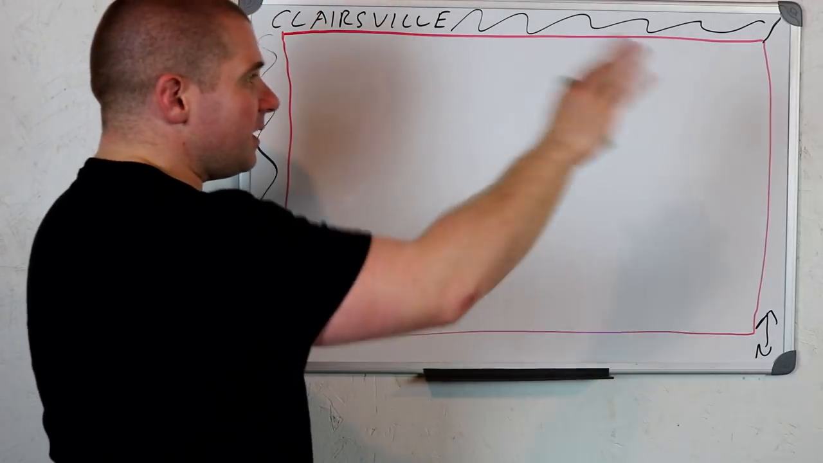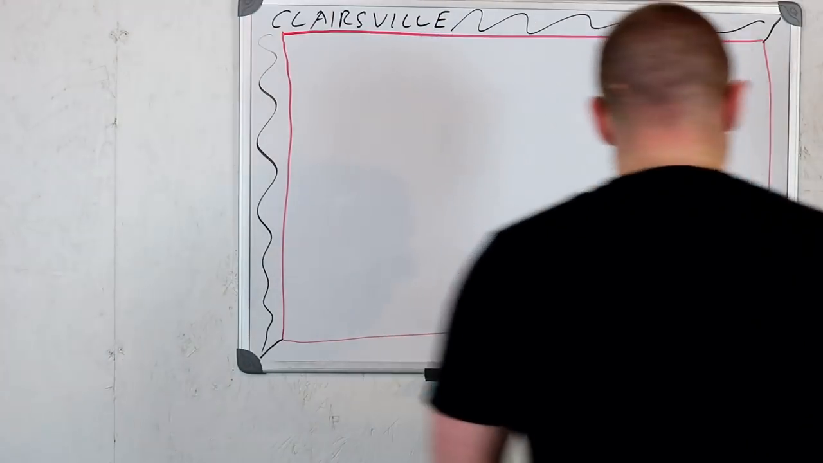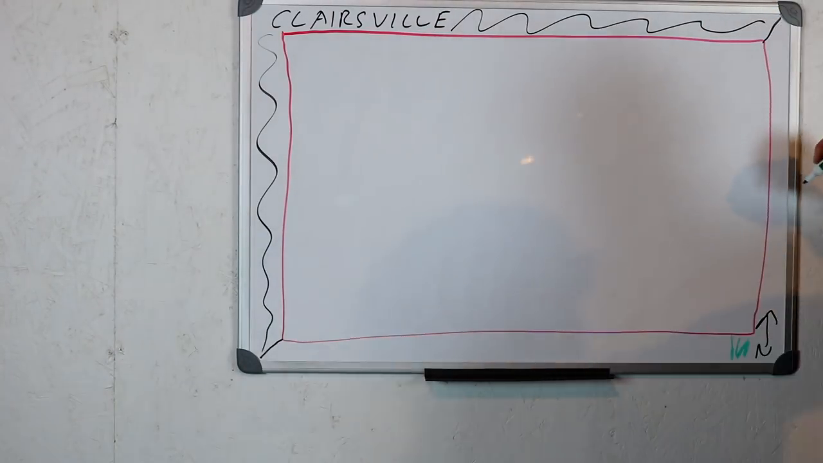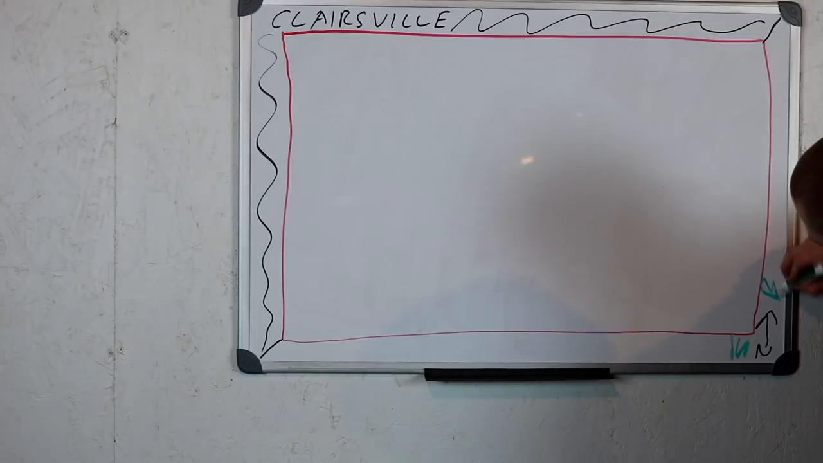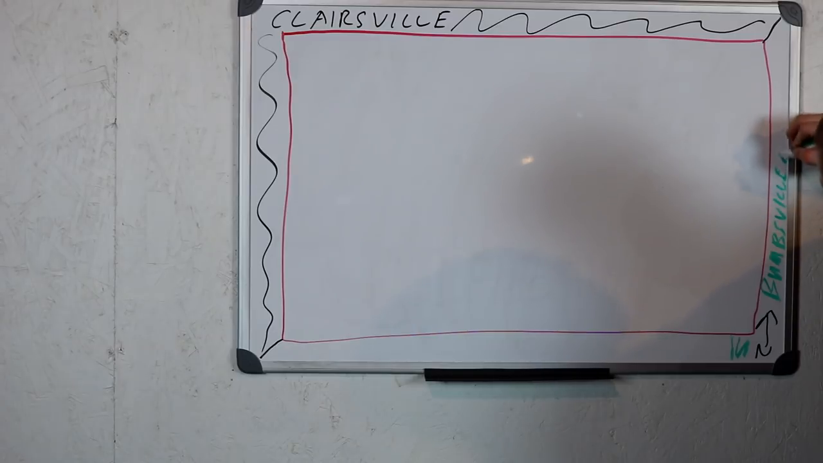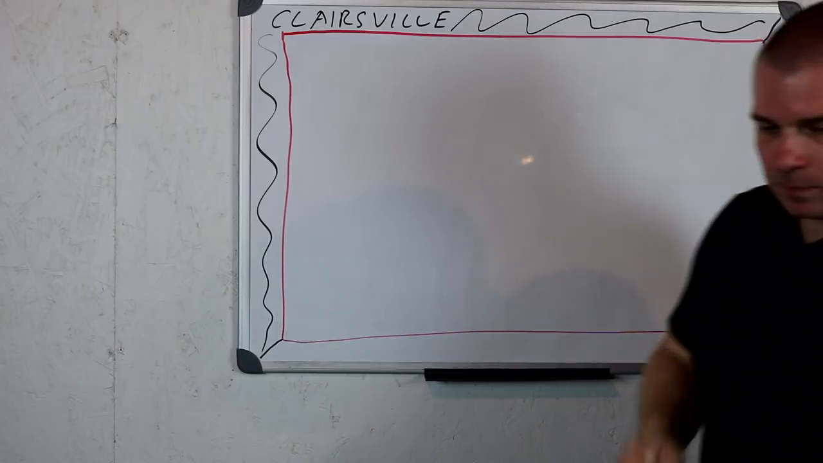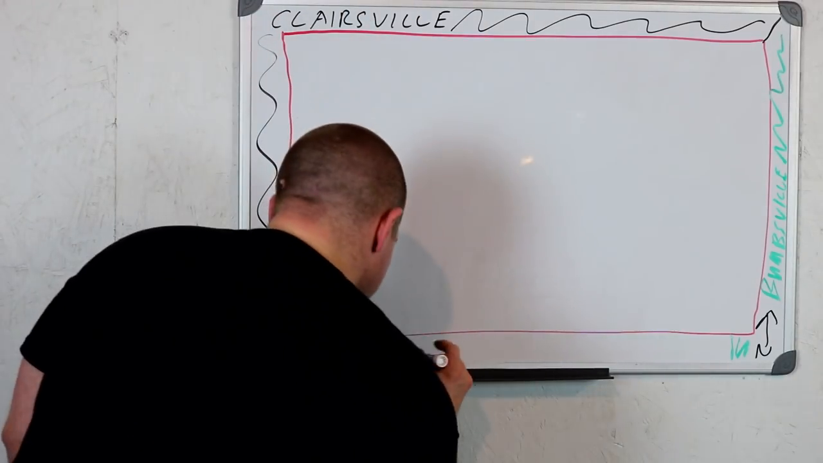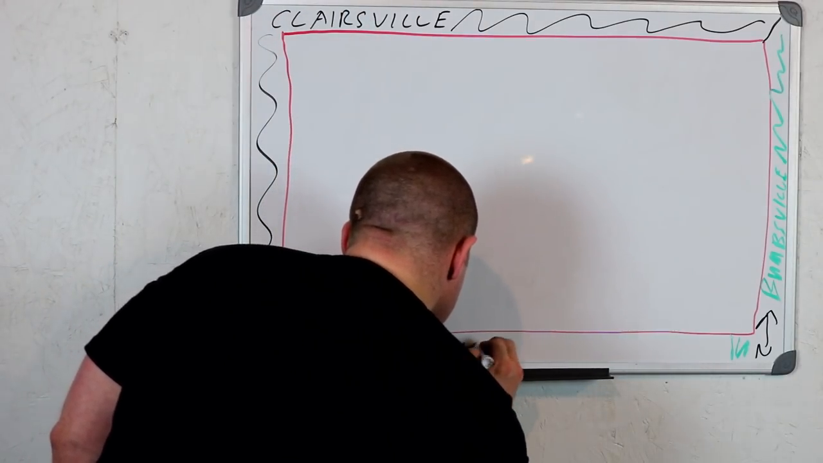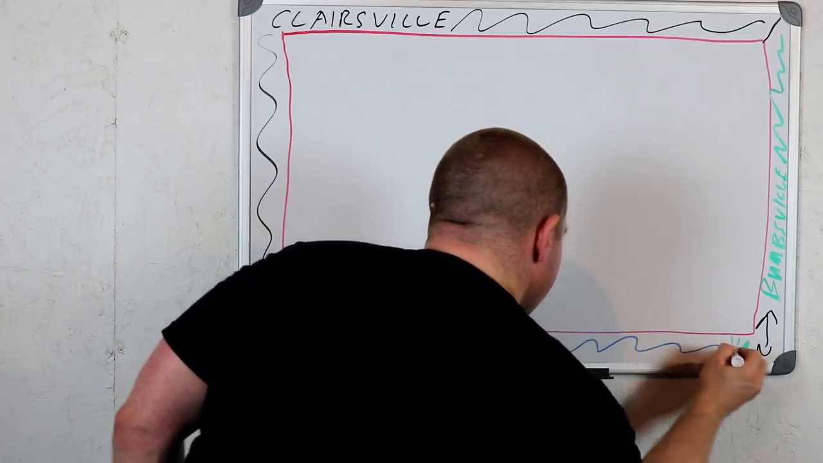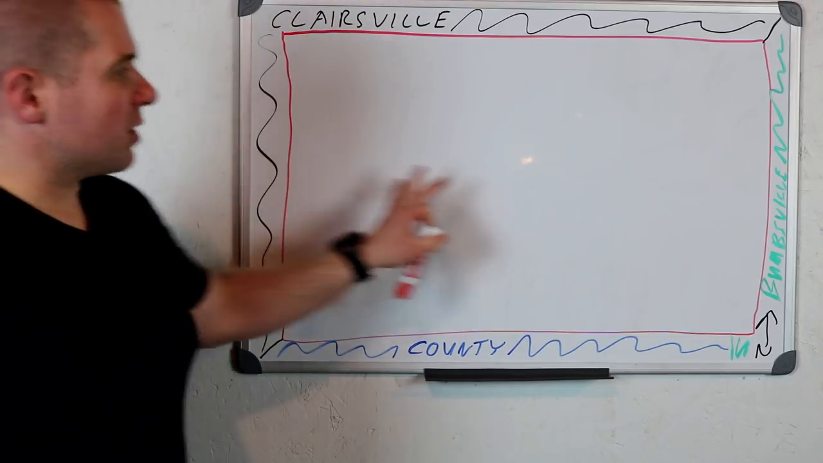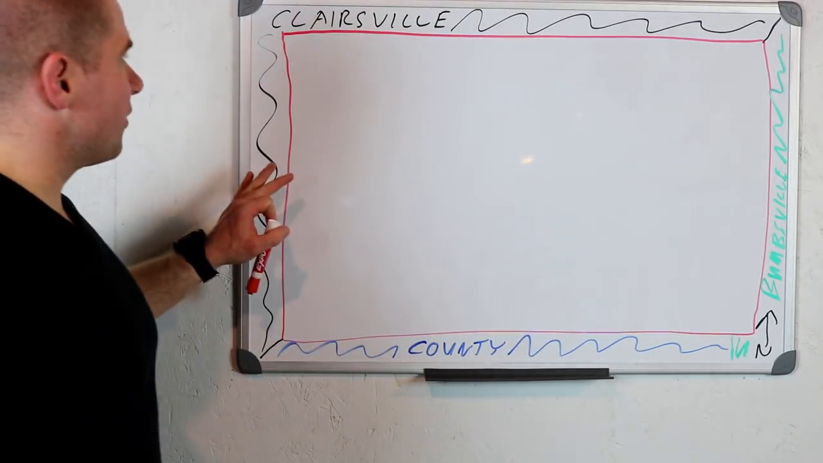And then on the east side of town, over here, in a little corner of the south end of town, all this is going to be Bumsville. And then on the south end, we're going to call this county. It's an unincorporated area on the south end of your town. But this is the area you're responsible for when you first start working at the department.